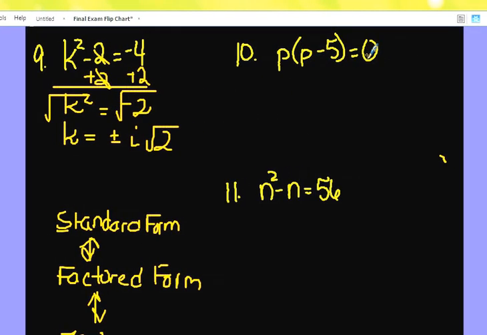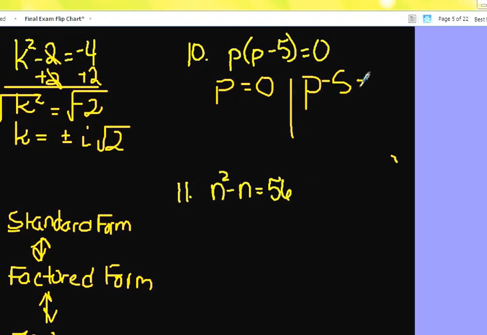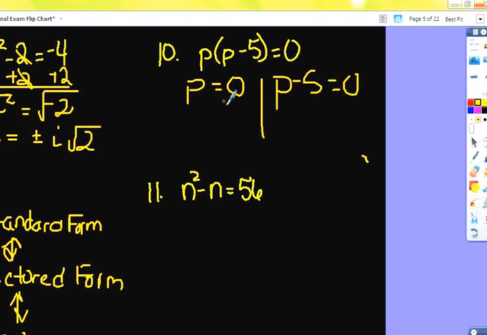The zero product property states if you multiply two numbers together and the answer is 0, one of these two numbers or factors has to be equal to 0. So here you have p is going to equal 0, or p minus 5 is going to equal 0. This one's already factored, so that's already one of the zeros. But when I solve for this one, I'm going to add the 5 over to the other side. So my two zeros are 0 and 5.